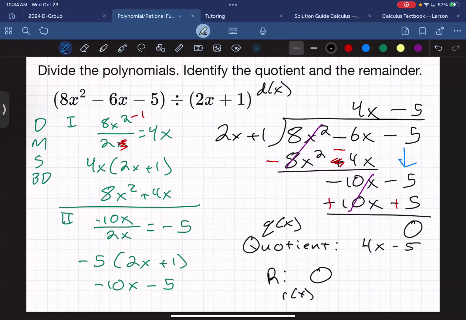And this will be typically like f of x or whatever function we're working with. Okay. Any questions I can clear before we do another example? Now, one question for you: how do you check your answer?